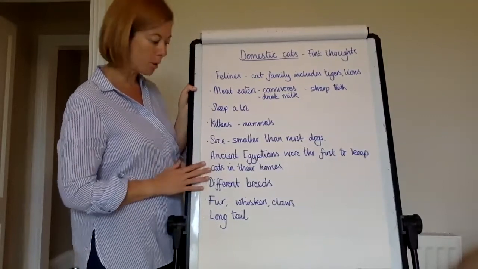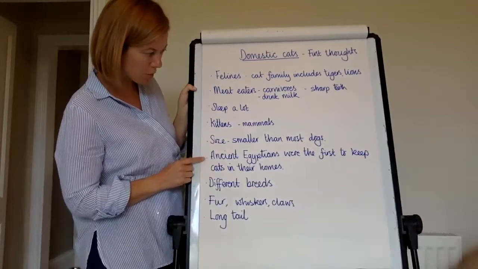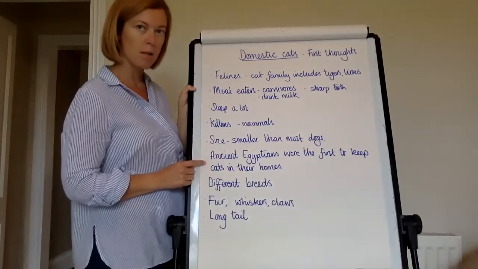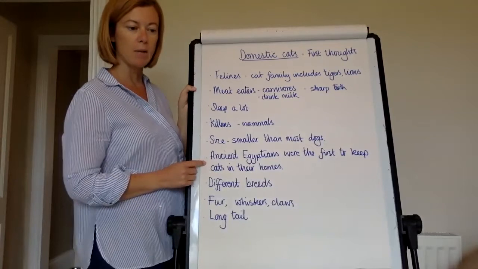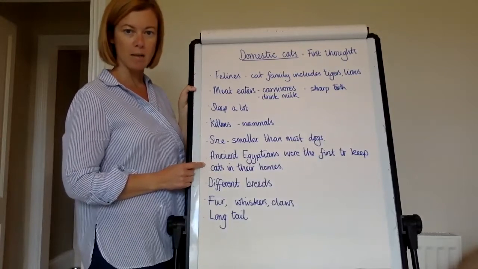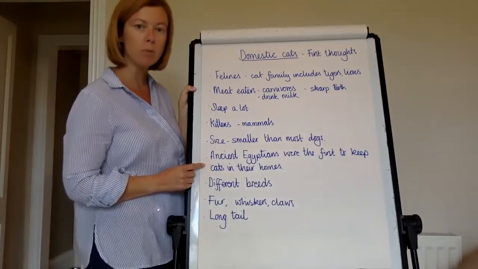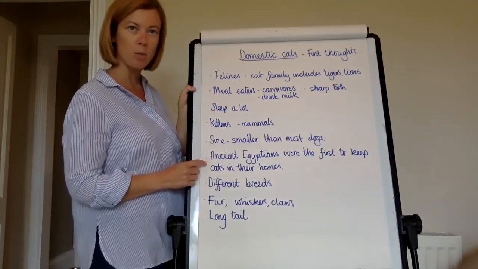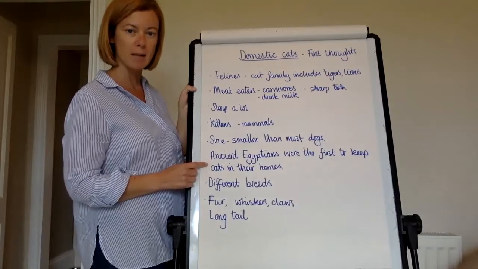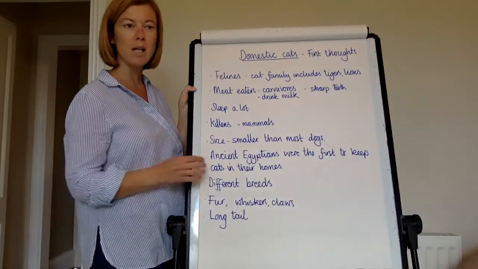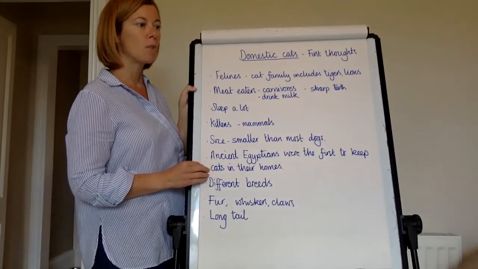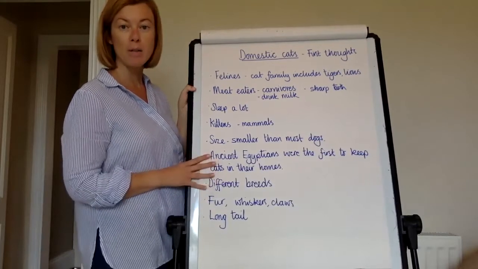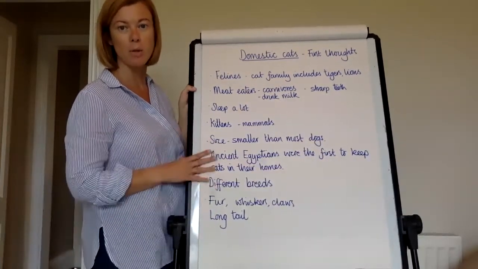So for example, I know that the ancient Egyptians were the first to keep cats in their homes. So I might like to find out now why they started to keep cats. So I would go to my computer or my iPad, my search engine, and I would type in a specific question. Why did the ancient Egyptians keep cats? Or you might say, how many hedgehogs are there in the wild? Because you probably know hedgehogs are wild animals.